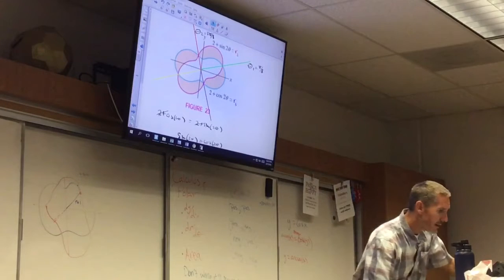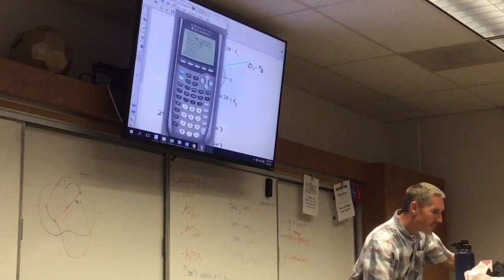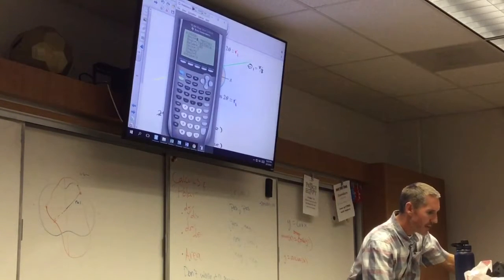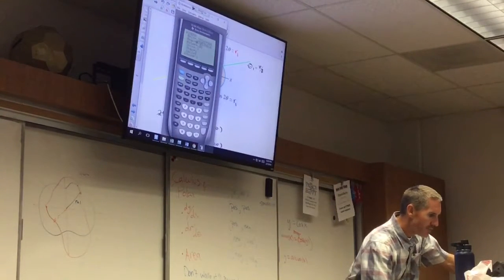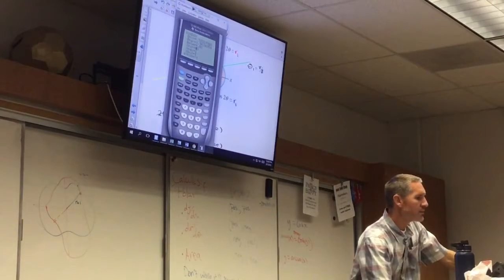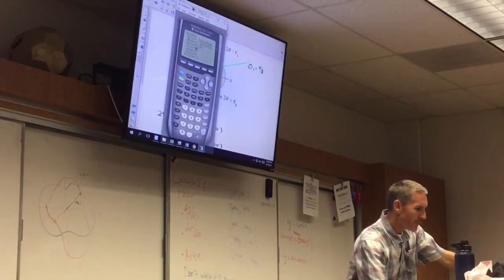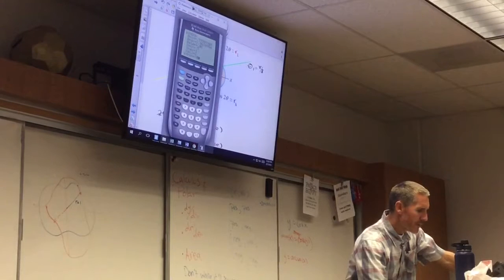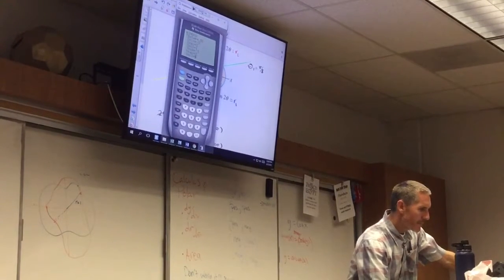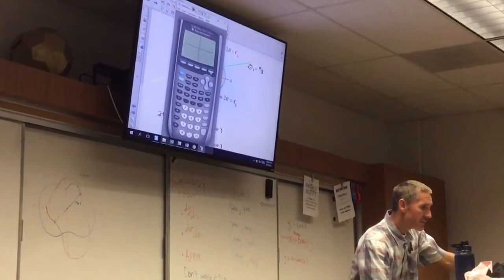So now for my window, for my theta min, I'm going to say pi over 8. And my theta max, I'm going to say 5 pi over 8. Theta step, I have 0.01 to be more accurate. My x min, I'm going to go from negative 3. X max is going to be 3. Y min, negative 3. Y max, 3. And so let's go ahead and graph this.